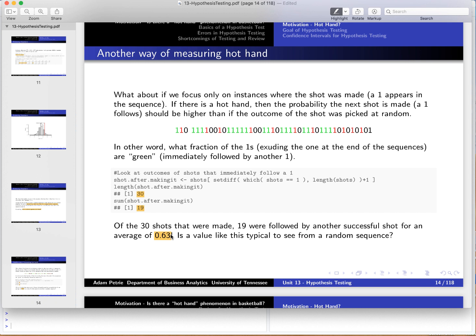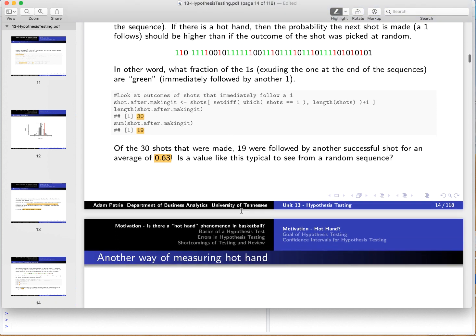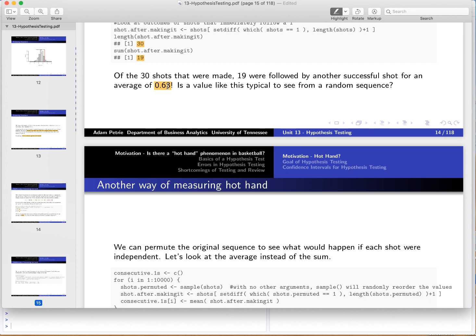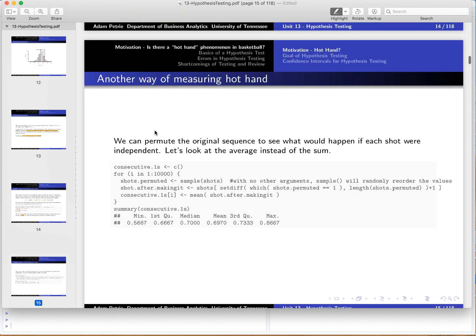So we can ask ourselves, well, is this evidence of a hot hand? It's kind of on the high side. If he just made a shot, chances are, a little bit better than 60% here, that he'll make the next shot. So is this evidence of streakiness, of a hot hand, that once you're in the zone, you've made a shot, you're more likely to make the next shot? Well, we can employ the same sort of strategy here. We can go and figure out, well, if the ones and the zeros were just arranged completely at random, what should the value of this fraction be? What fraction of the time, when he does make a shot, do we see another shot immediately follow?